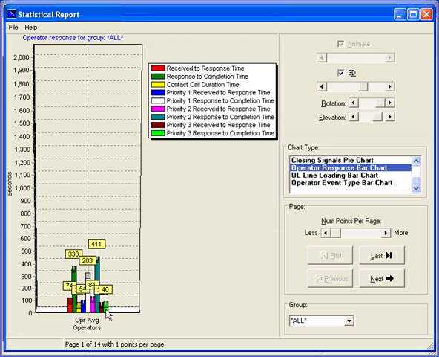But in here, we can see that the bright green here represents priority 3 response to completion time. They take about response to completion 46 seconds. They're fairly quick. The 411 seconds here is represented by priority 2 response to completion. Why would they be longer? There's more actions that have to be taken, more people that have to be called, and so forth. Remember, these are averages, not the longest or not the shortest.